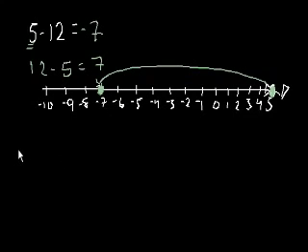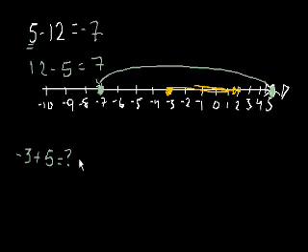Let's do another one. What's negative 3 plus 5 equals what? Well, let's use the same number line. Let's go to negative 3 plus 5. So we're going to go to the right 5: 1, 2, 3, 4, 5. It's 2.